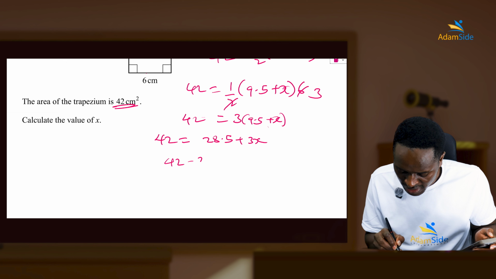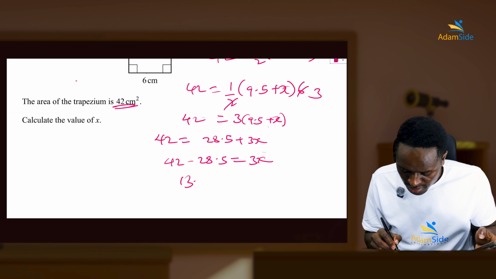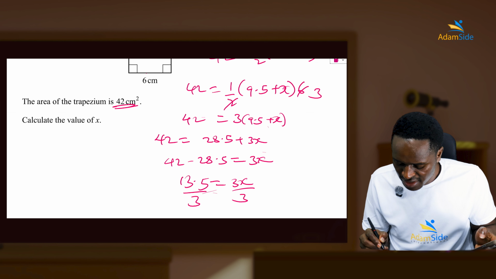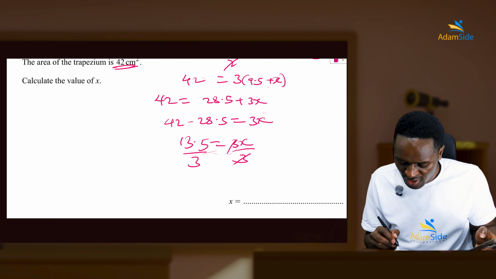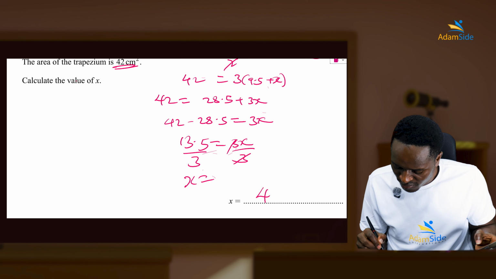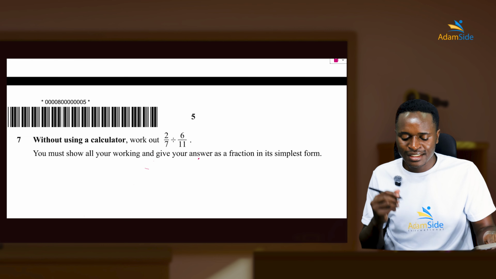Then take this to the other side. We say 42 minus 28.5 is equal to 3x, so you get 13.5 is equal to 3x. Divide by 3, divide by 3. Therefore, x is equal to 4.5. Correct.